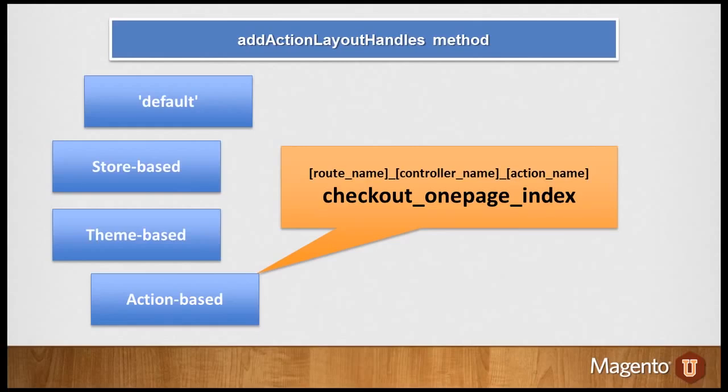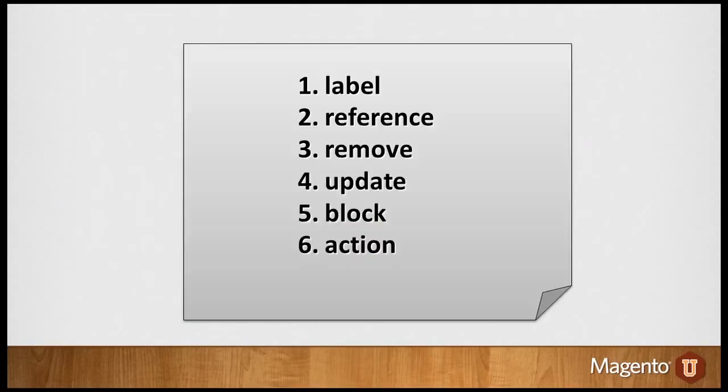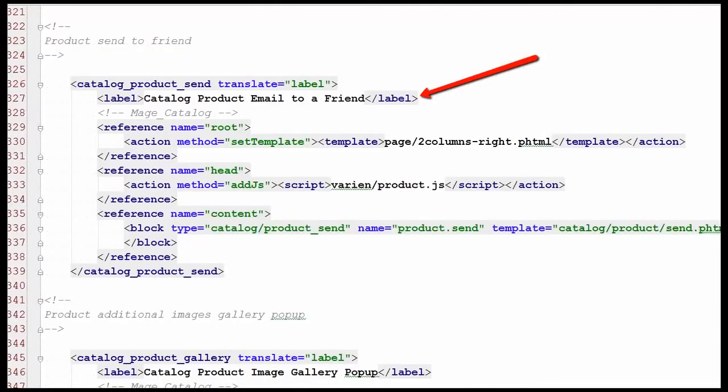Now that we are clear on what a handle is, let's see what you can manipulate in the handle. Look at the slide. We have 6 directives that we can use when working with layout update files. First, the label node defines the label of the handle, which is shown as a descriptive reference in some areas of the admin panel. Just put the value inside the tag like it's shown here.